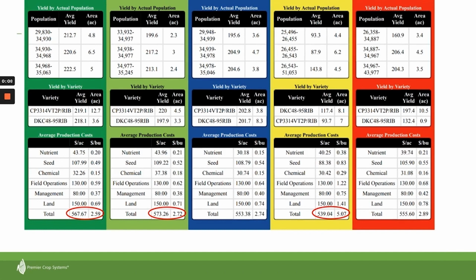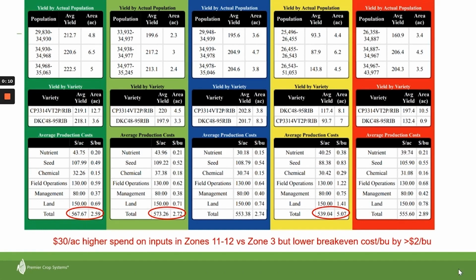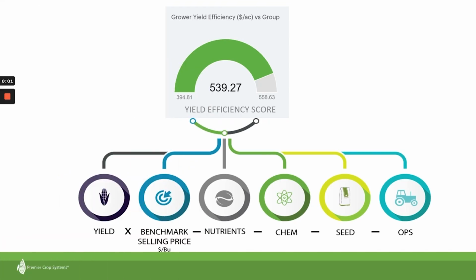What you will find in this example is that we are spending $30 more per acre on inputs in zones 11 and 12 versus the lower, less productive areas. Even though this results in a $30 per acre higher spend, we are lowering the break-even cost by $2 a bushel, which leads to increased profit per acre. MZB Analytics is all about continuous improvement, using your data to refine rates and drive higher returns.